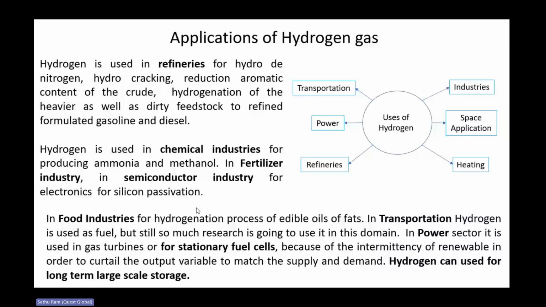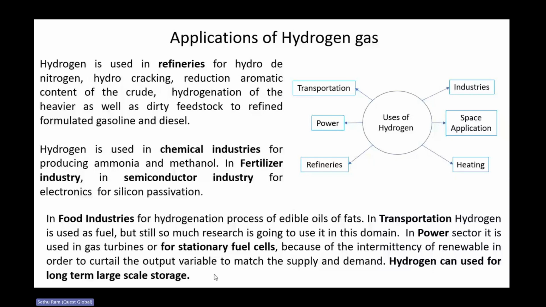So we will have to combine things: sometimes power from wind energy, sometimes from the solar panels, and sometimes we have to make up the power requirement with the help of hydrogen gas. So hydrogen can be used for long-term, large-scale storage. Whatever power we produce from wind and solar, we can use that power to generate hydrogen. Then we can store that hydrogen.